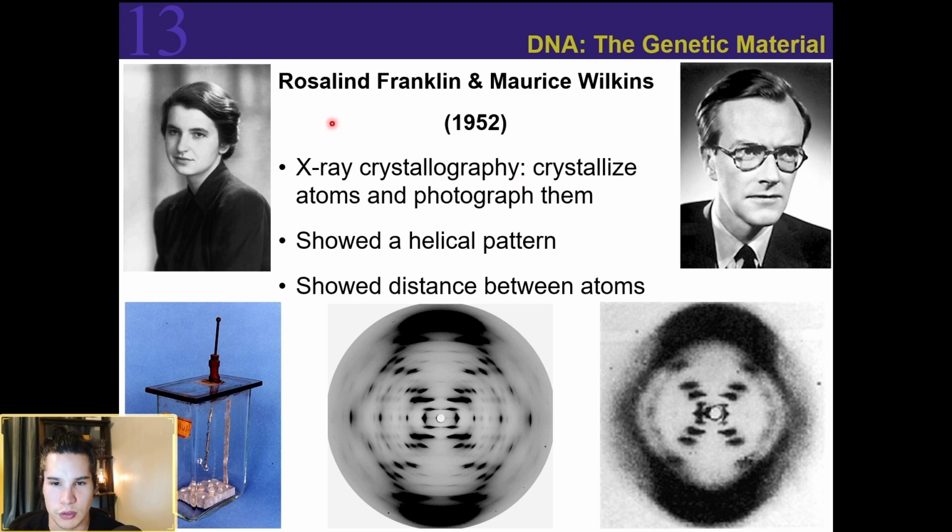All right, so next we have Rosalind Franklin and Maurice Wilkins. Rosalind Franklin was a postdoc in the Wilkins lab, and both of them studied X-ray crystallography, which is essentially just crystallizing some substance and then using X-ray cameras to take pictures of them. So they crystallize things and they take pictures of very small things, down to where they can actually show the distance between atoms. So what they found was that DNA, or genetic material, showed a helical pattern. And these images were actually taken by one of Rosalind Franklin's graduate students.